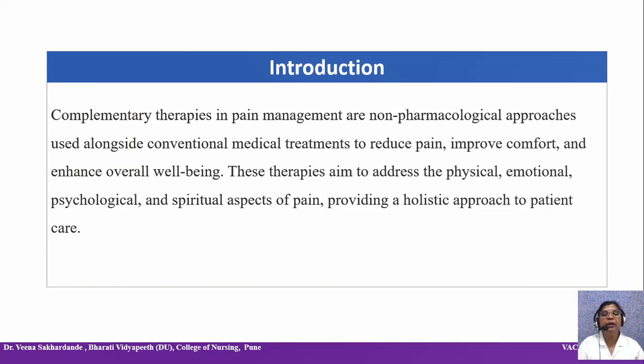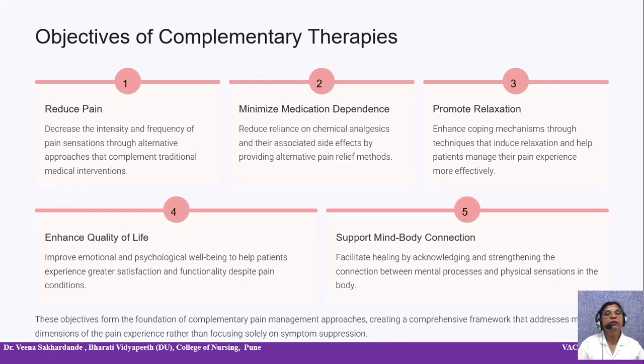Mainly, it aims to address the physical, emotional, psychological and spiritual aspects of pain and provide a holistic approach to patient care. So there are different therapies available, and what are the objectives under these complementary therapies?